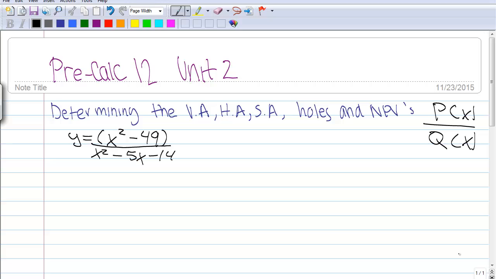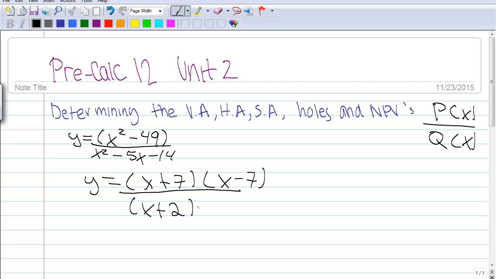Let's start by factoring our polynomial. The top will become x plus 7, x minus 7, and the bottom becomes x plus 2 and x minus 7. As we can see, we have the same factor in both the top and the bottom of our function, so we can just cancel those out, which will leave us a hole at x equals 7.